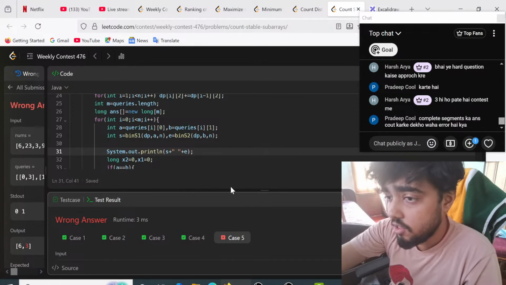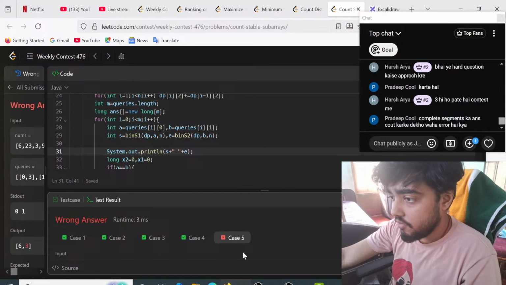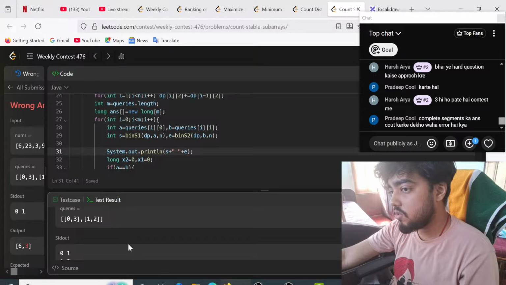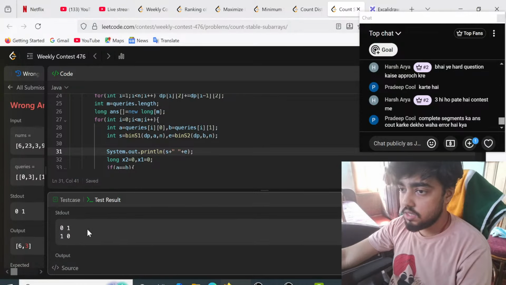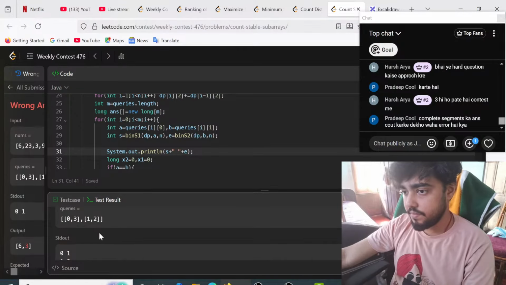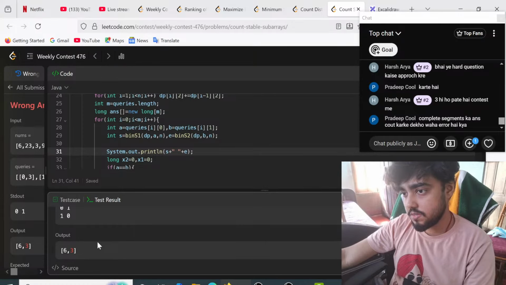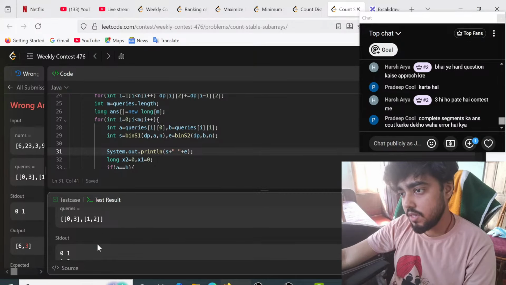चल, फेल तो किया. अब देखते हैं क्यों फेल किया. 0 1 और 1 0. अच्छा, 0 1 is working fine, 1 0 is not working fine for us. तो 1 0 में क्या होगा?